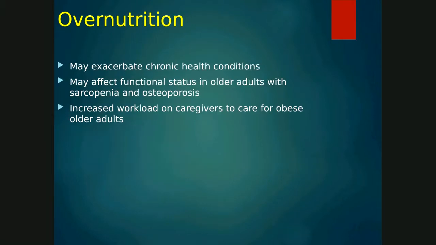And so overnutrition is not a good thing. That can lead to obesity, which can exacerbate chronic conditions. And it also may affect functional status in older adults with sarcopenia and osteoporosis. And it can lead to a higher workload for caregivers when a patient is obese.